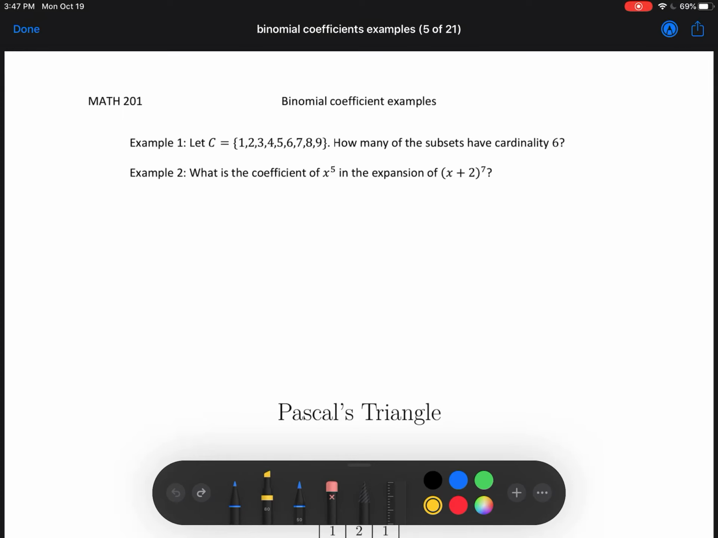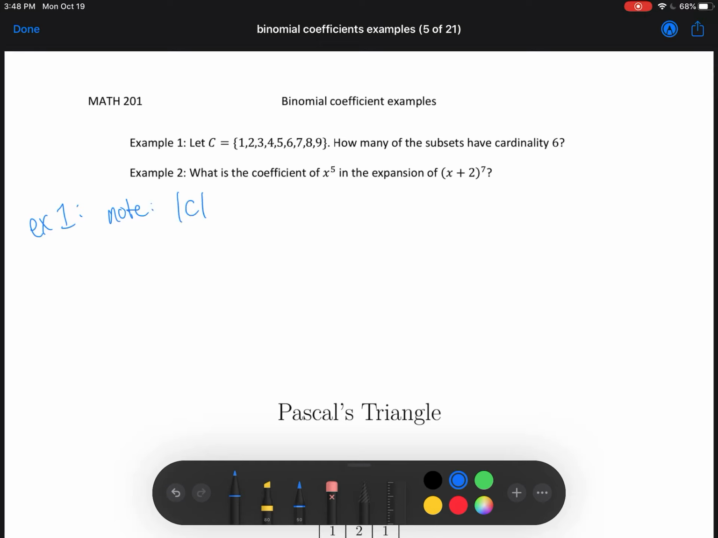All right, we're going to walk through some examples of how we use and interpret these binomial coefficients and Pascal's triangle. So in example 1, it says let C equal the set with the values 1 through 9, and how many subsets of C have cardinality 6. Okay, so just start with example 1 here.